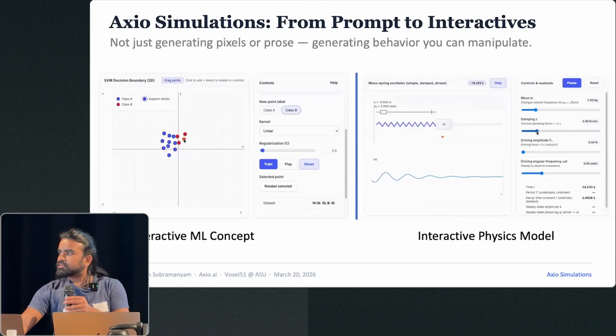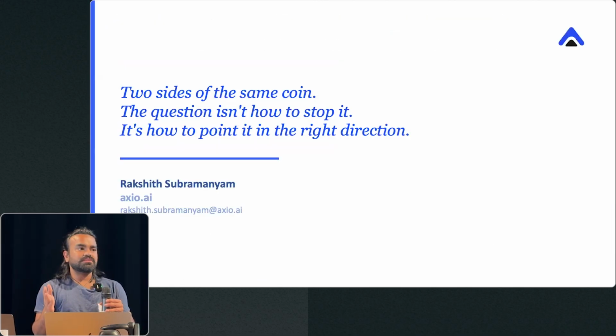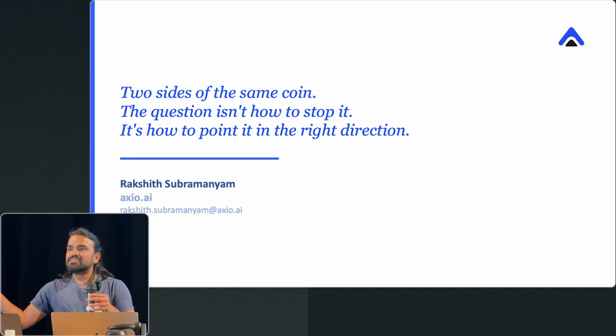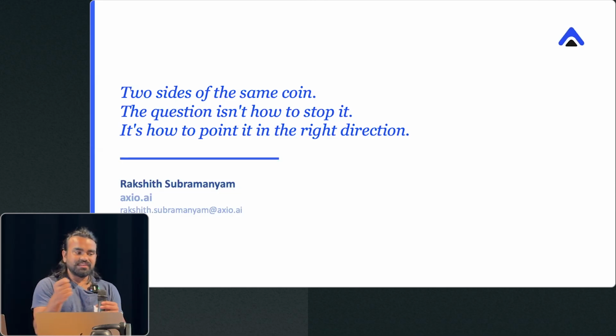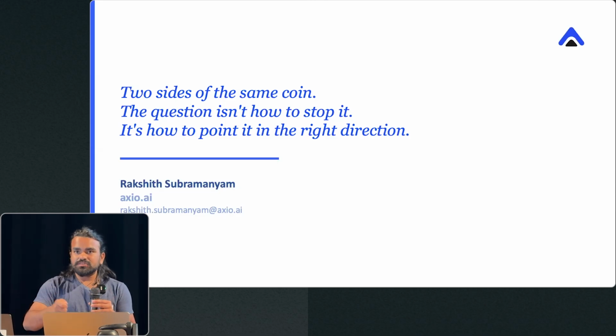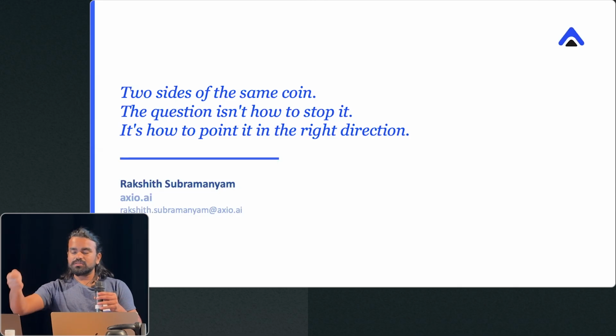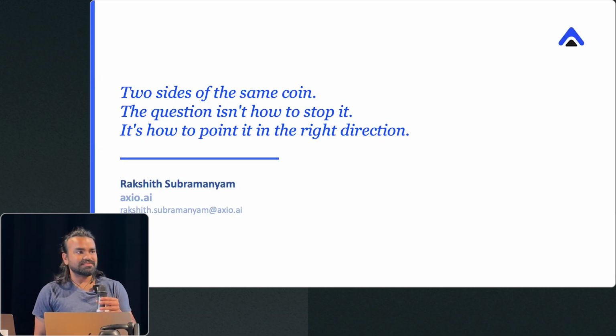So that concludes. I want to say that hallucination and creativity are just two sides of the same coin. Everything rests on what we ask it. We need to point it in the right direction. We need to find the right inputs that can bring out the right outcomes from these models. So that's it.